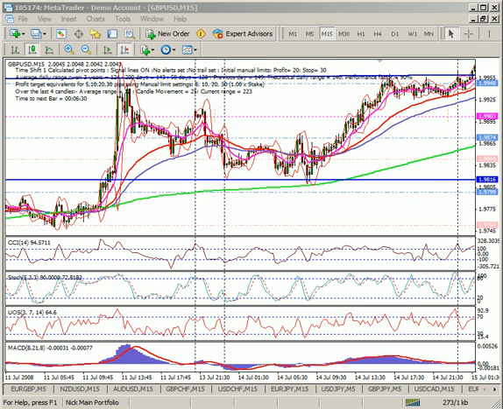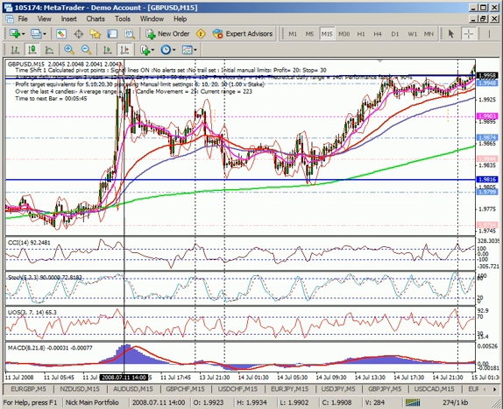This is the 15-minute chart. And here, where you'll see my cursor, is Friday the 11th of July. This is the weekend, and this is Monday the 14th. Here is the high on Friday the 11th, which is around about 199.55, 56, something like that.